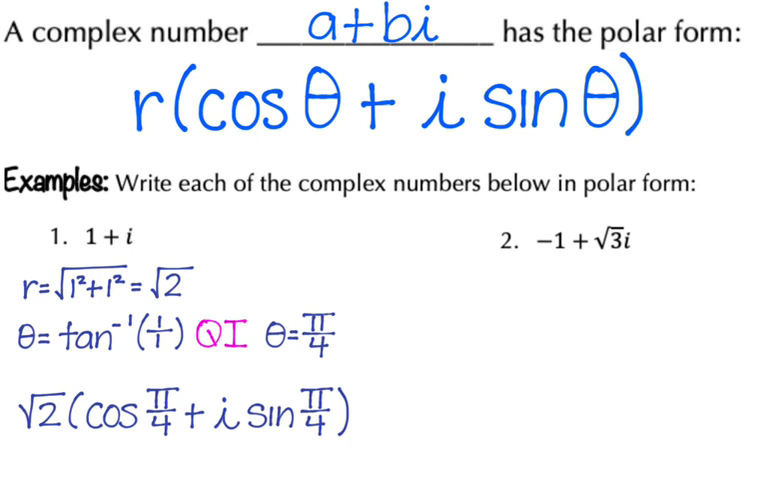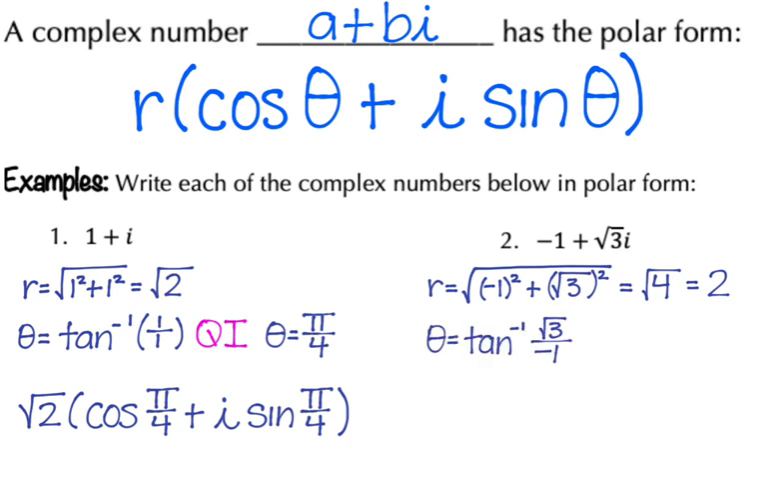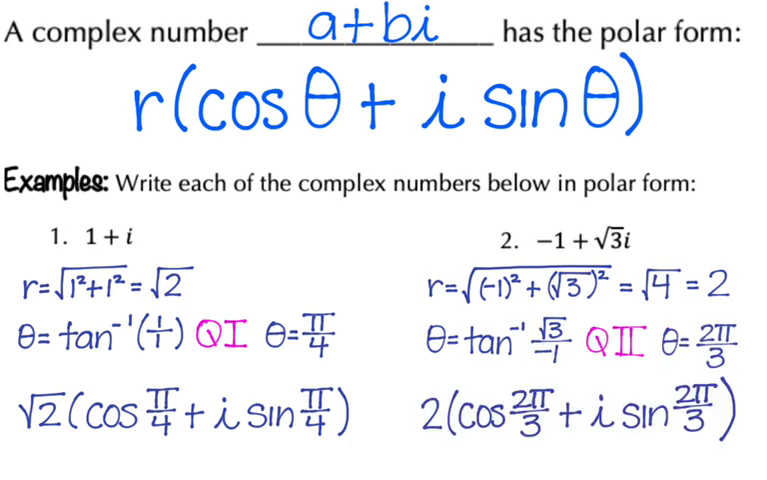We're going to do the same thing with problem number 2. Find the modulus. We get 2. We're going to find the angle. It's the arctan of negative root 3. And then we have to stop and think, which quadrant is this? Well, you go negative in the real direction and positive in the imaginary. That's quadrant 2. So thinking about arctan in quadrant 2 when it's got a negative root 3, that's going to be 2 pi over 3, and we write it in polar form.